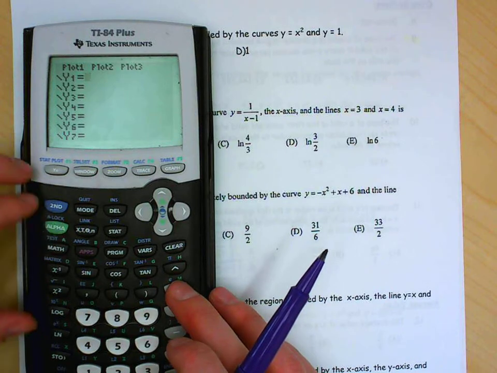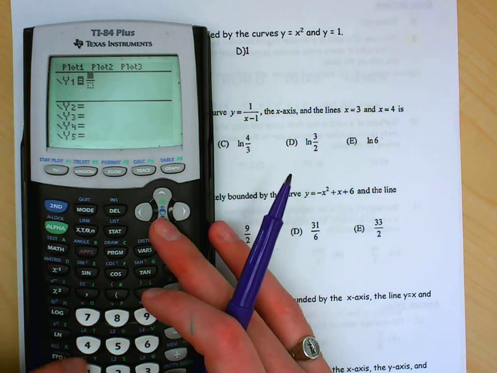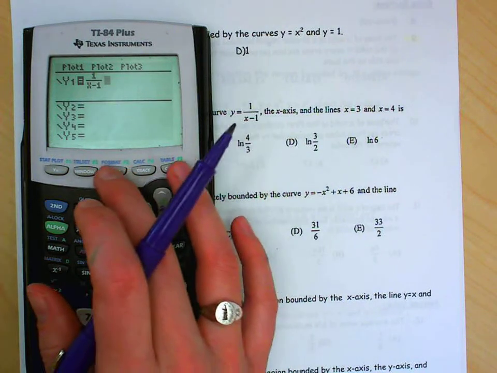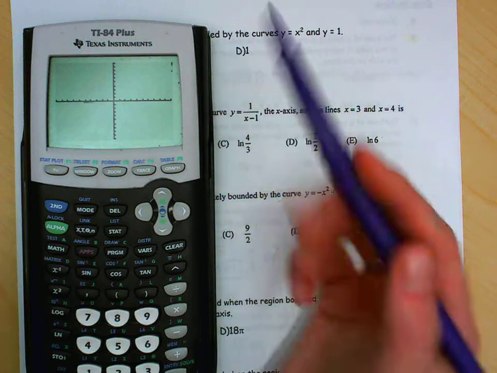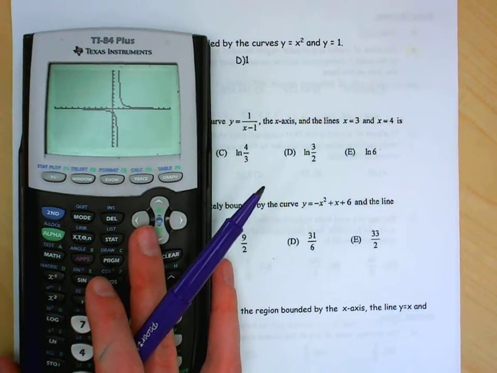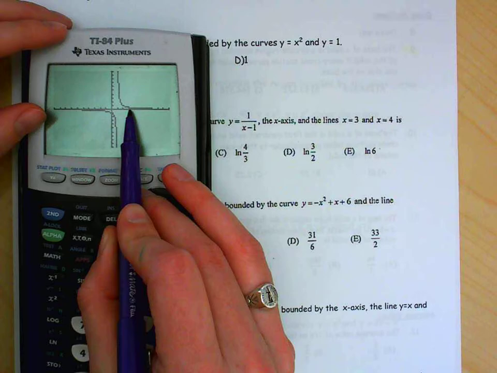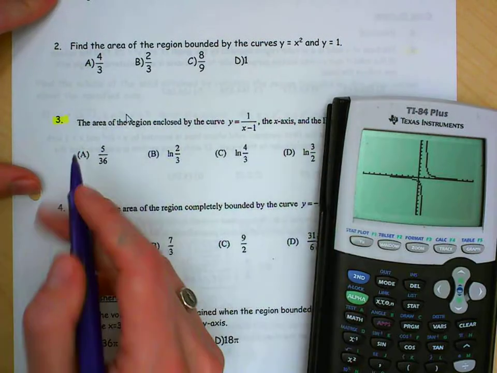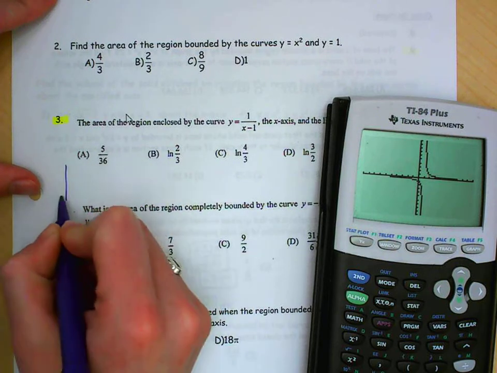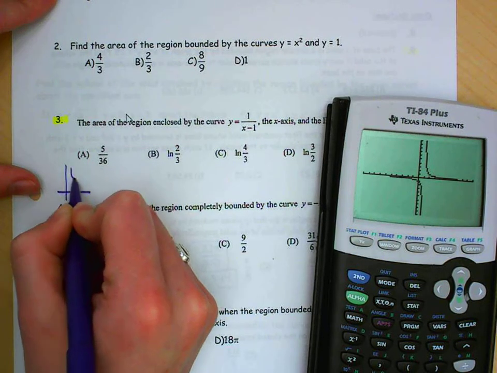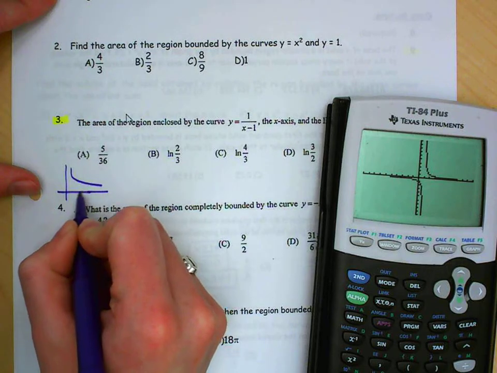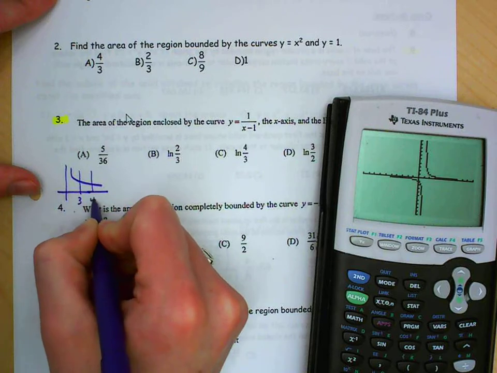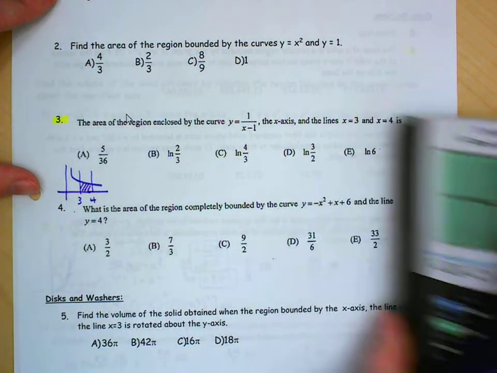So I'm going to do my alpha y equals to get that fraction. And then that's going to be x minus 1. I'm going to make sure I have a standard zoom. Okay, so there's what my graph looks like. I only want from 3 to 4, so I'm only going to care about what's happening in this region. So if I were to just sketch a picture real fast, I notice that it's kind of doing one of these things. Okay, so we're going to make this 3. And here's 4. So I just want what this area is.